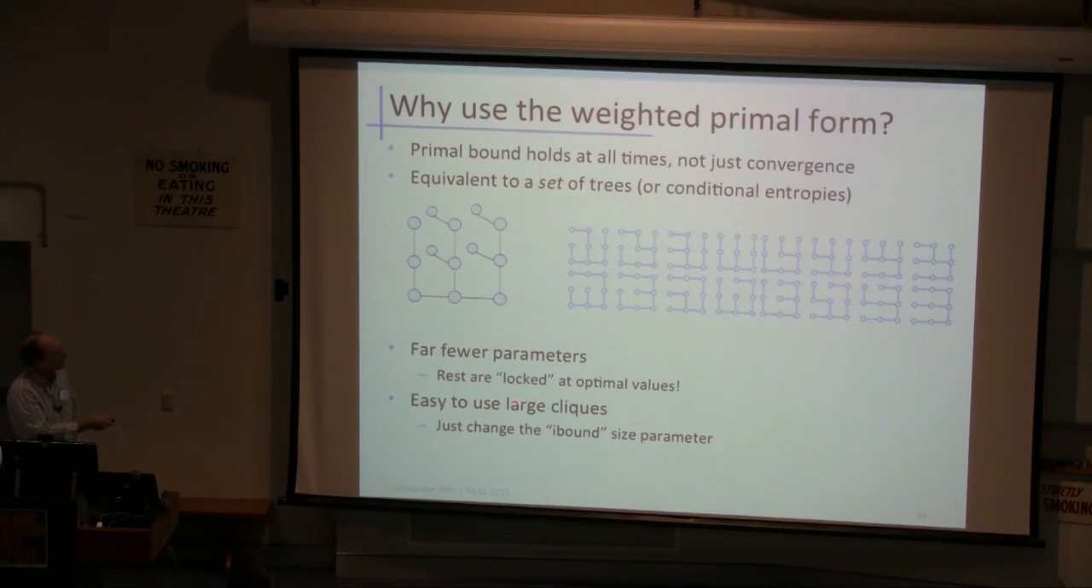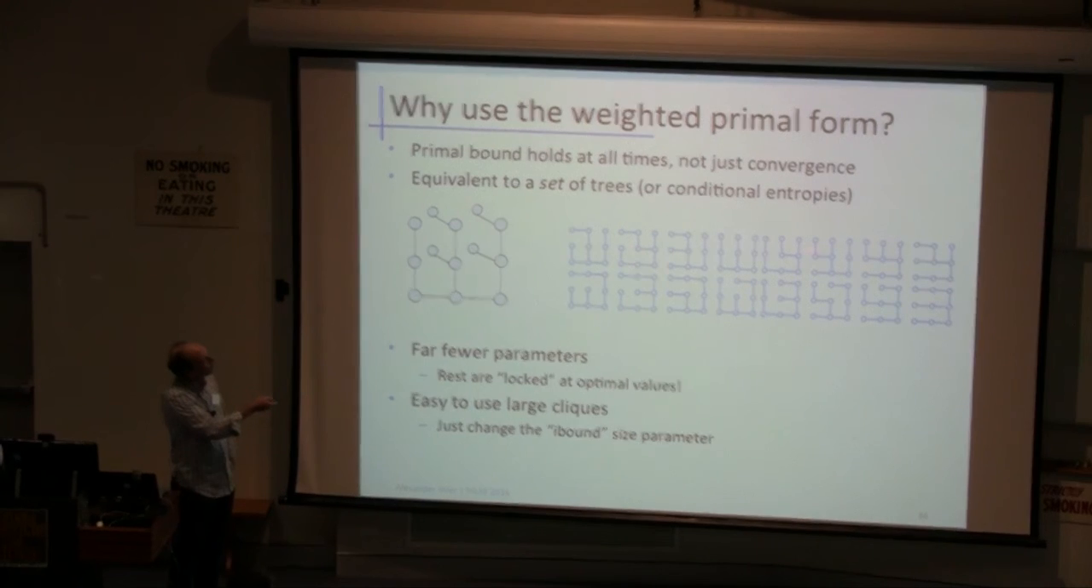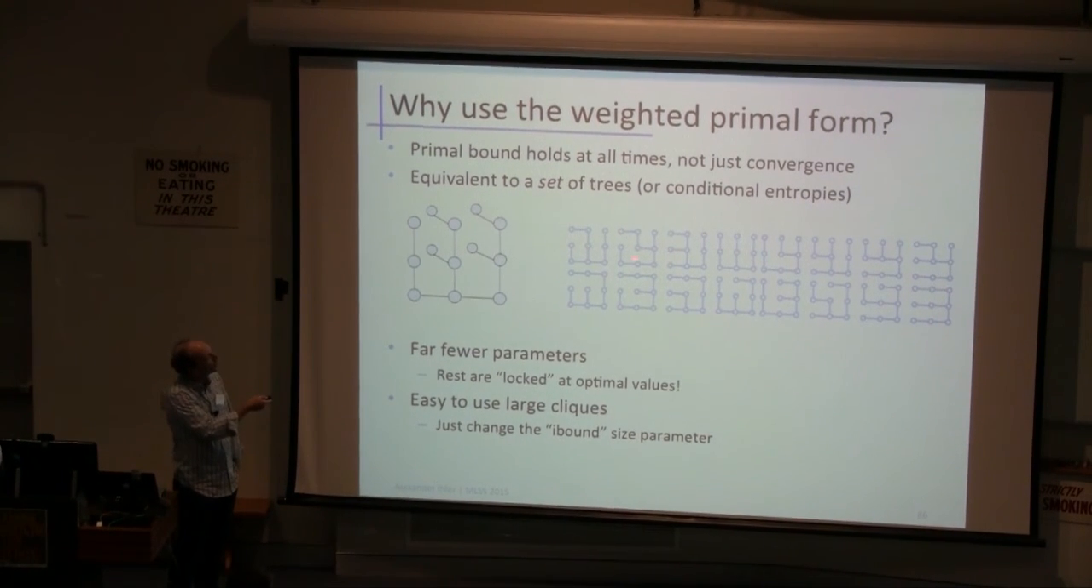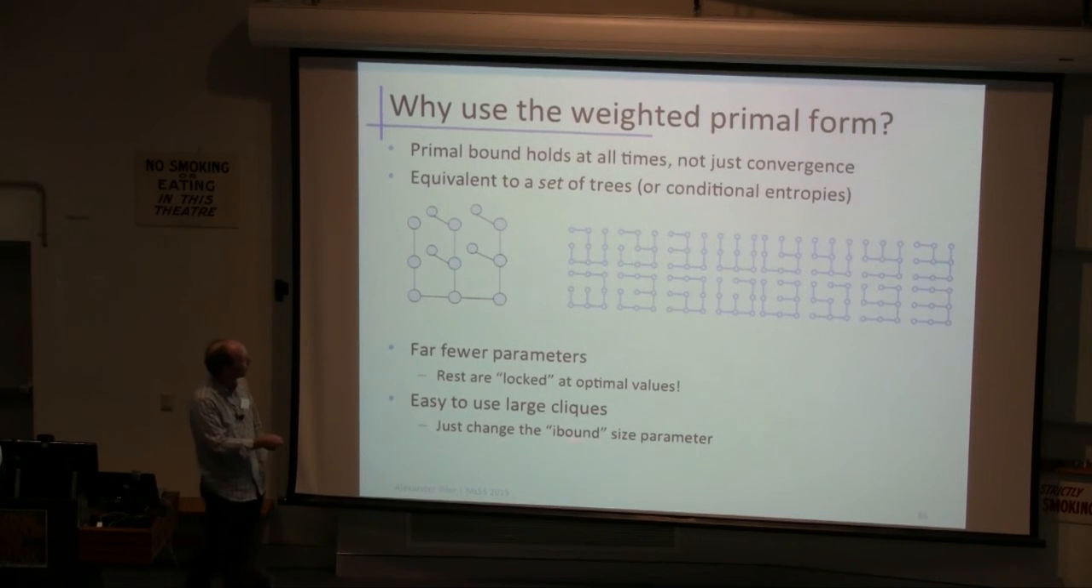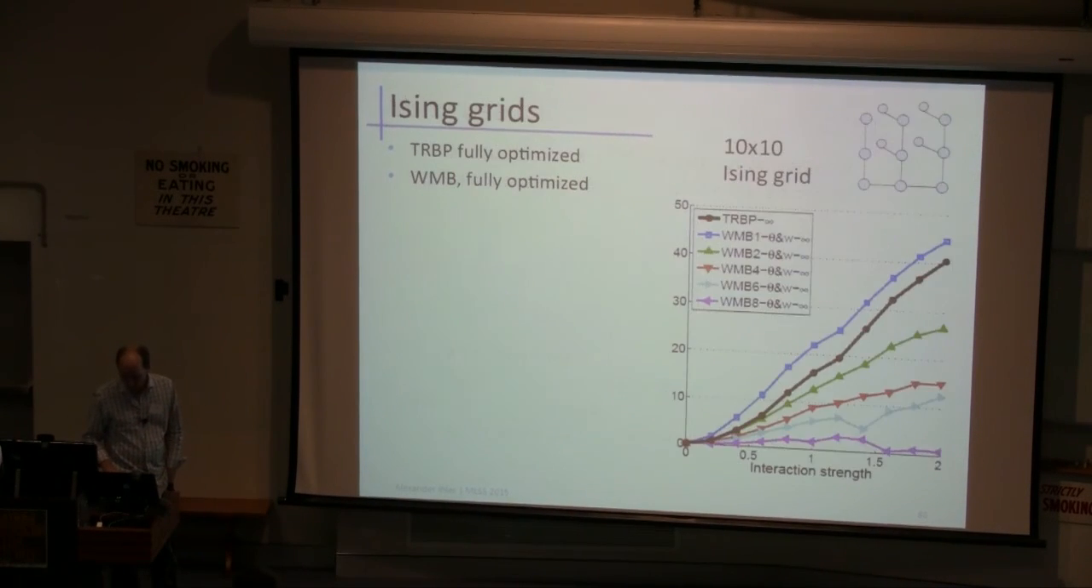It also makes it very easy to use large cliques. So this tree form, it's pretty easy to enumerate over trees, but quite hard to enumerate over things like hypertrees, right? To enumerate over graphs that have larger clique structures. But using this approximate elimination form, you can just use an I-bound size parameter to define how complex of a function you're willing to take.